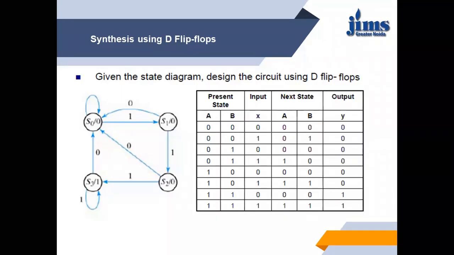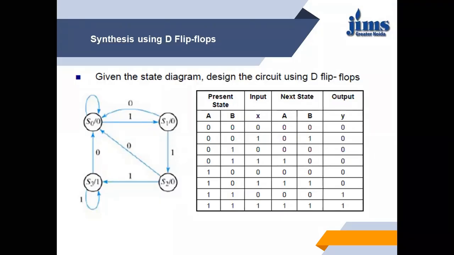So here we have drawn the present state, input X, and next state. Because there are only 4 states, we have assigned the values 00, 01, 10 and 11 for S0, S1, S2 and S3 respectively. 2 flip-flops are required, 1 input, so 8 possible combinations. We have a present state and the next state is assigned in the same way, and we have an output.